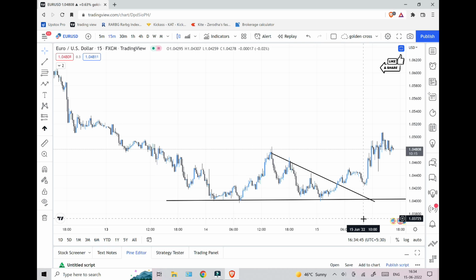Let the market break an important zone. In this case, it was your resistance. It was your descending triangle. So you have the confirmation with the candlestick and then you trade.